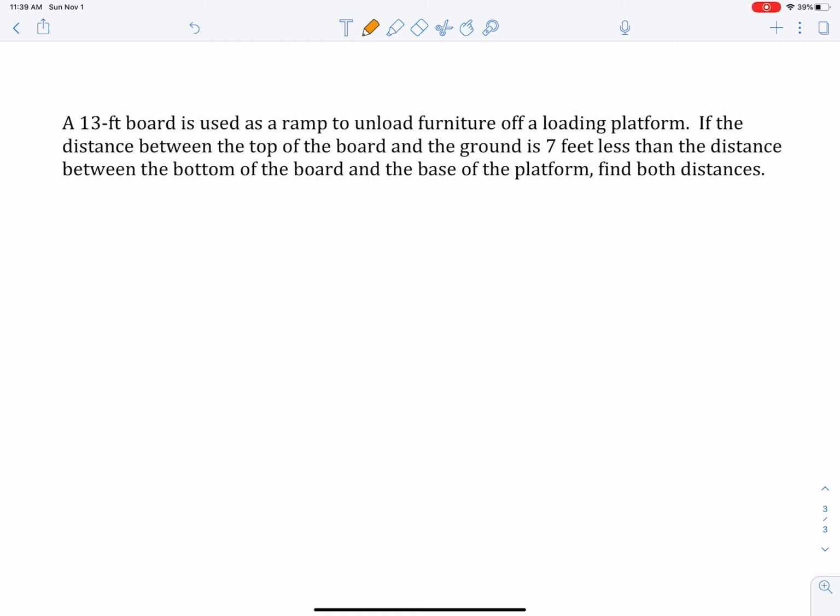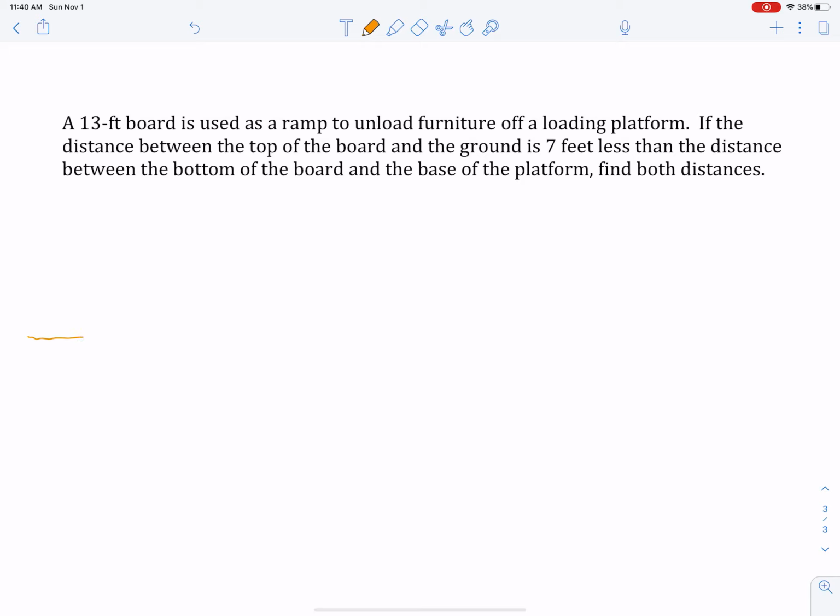A 13-foot board is used as a ramp to unload furniture off a loading platform. If the distance between the top of the board and the ground is 7 feet less than the distance between the bottom of the board and the base of the platform, find both distances.